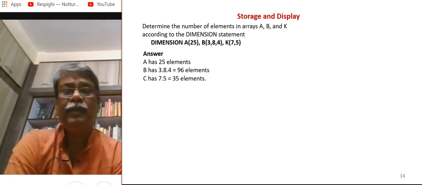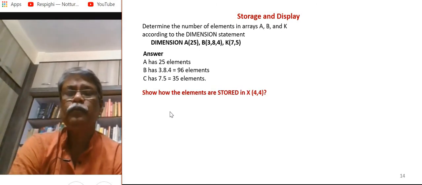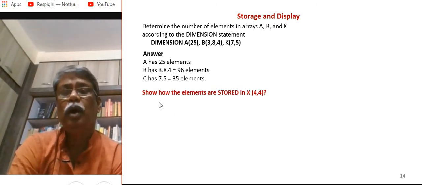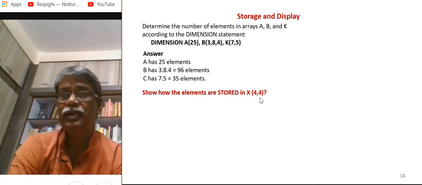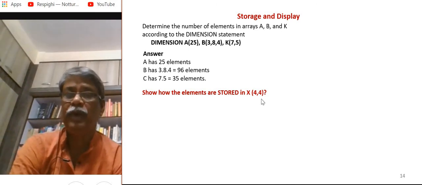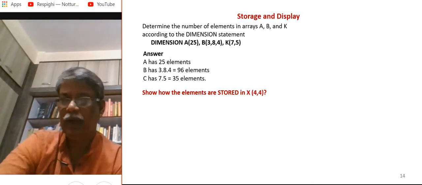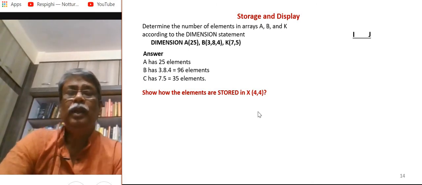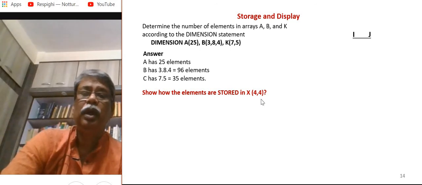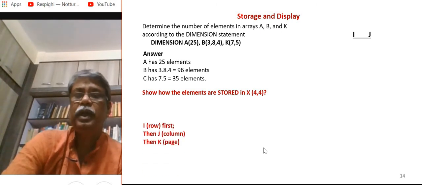Well, that's the starting one, but the more interesting part is coming here: how the elements are stored in an X array, X of say 4 cross 4 or 4 by 4. This is the question, how the computer stores at the fundamental level. Well, it is 2-dimensional, so it has 2 indices I and J. Now the rule is that it exhausts first the row, that means I, and then the column, that means J.